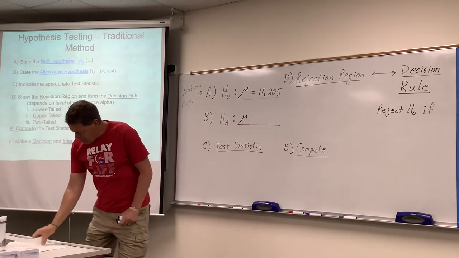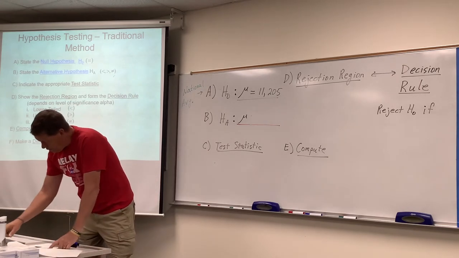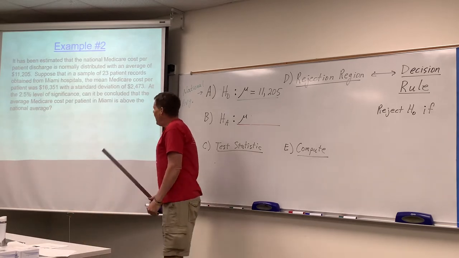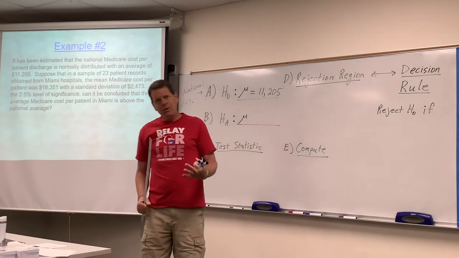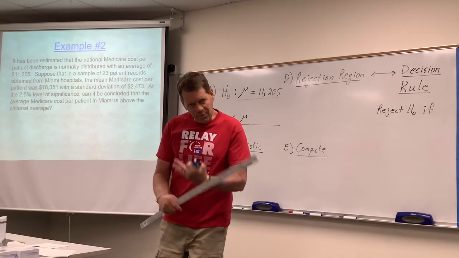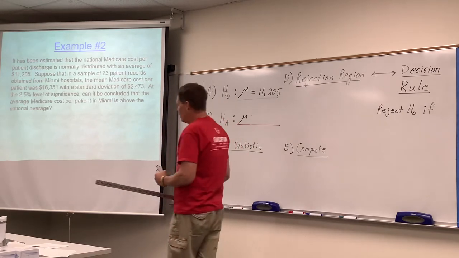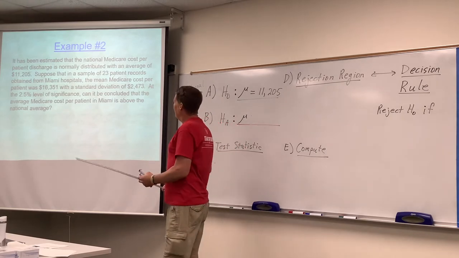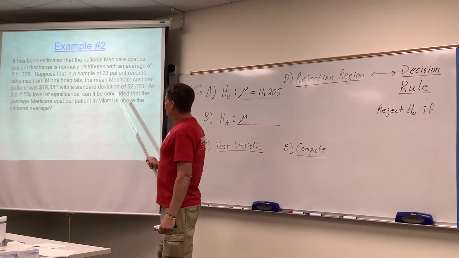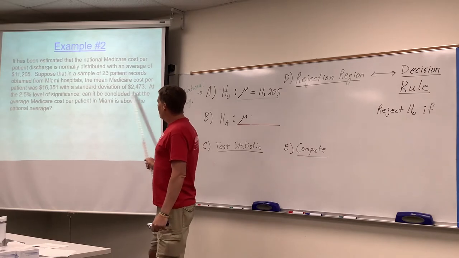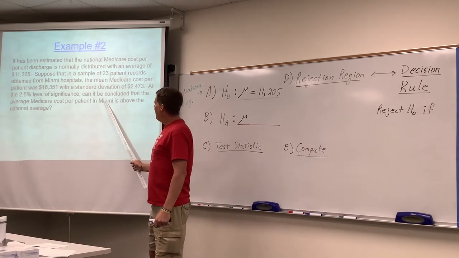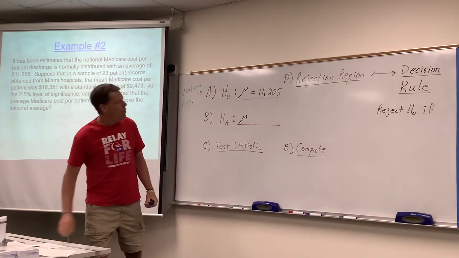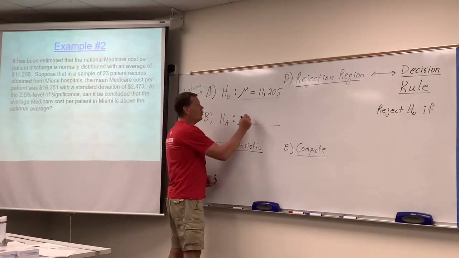So we read the question here, and again, this requires some reading comprehension and some critical thinking. I have to admit that I'm familiar with the question. Try to read it ahead of time so you can think about what these things are going to be. Or try to work it before I do. All right, right here it says, can it be concluded that the Medicare cost in Miami is above the national average? Above the national average, greater than.